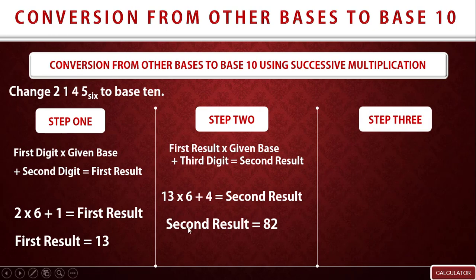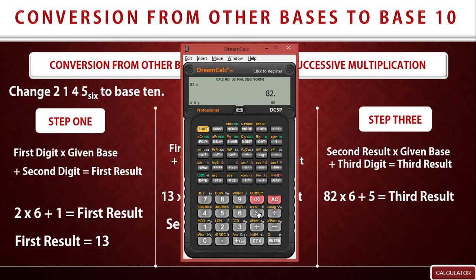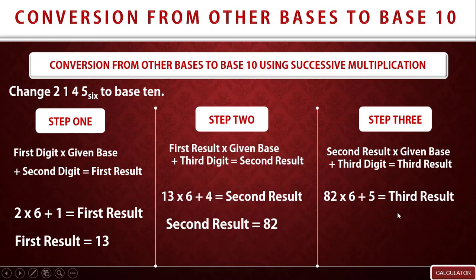Step 3 now, we're going to take this second result and multiply by the given base, and then add the fourth digit, which is the last digit there, 5. That will help us to produce our third result. So we have the second result times given base plus the last digit will produce our third result. So we have 82 multiplied by 6 plus 5. Let's use our calculator to do that. 82 multiplied by 6 gives us 492, then plus 5 gives 497. So our third result is 497. Since the 5 is our last digit, that means our third result will be our final answer. Final answer is 497 in base 10.